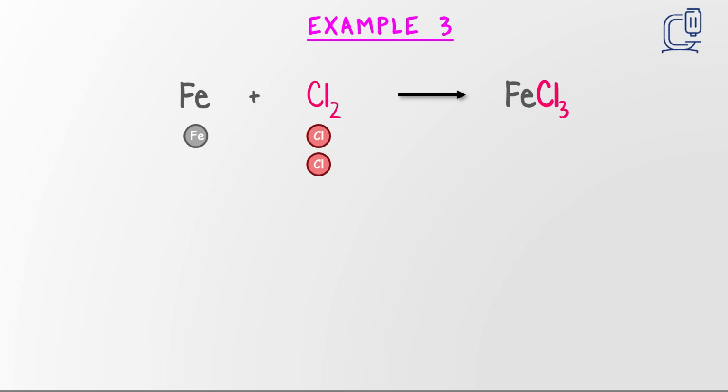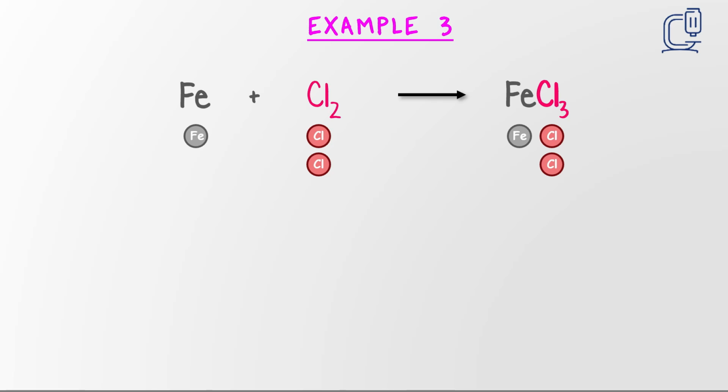Let's balance the equation of iron plus chlorine gives iron chloride. So on the left hand side we have 1 iron and 2 chlorine, and on the right hand side we have 1 iron and 3 chlorines. So iron is balanced on both sides. However, there are 2 chlorines on the left hand side and 3 chlorines on the right hand side.